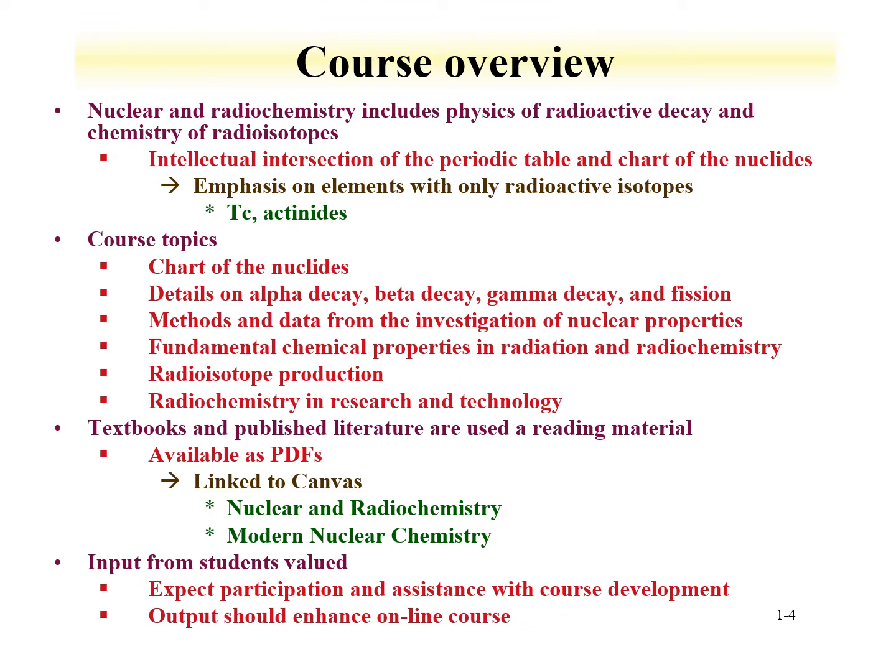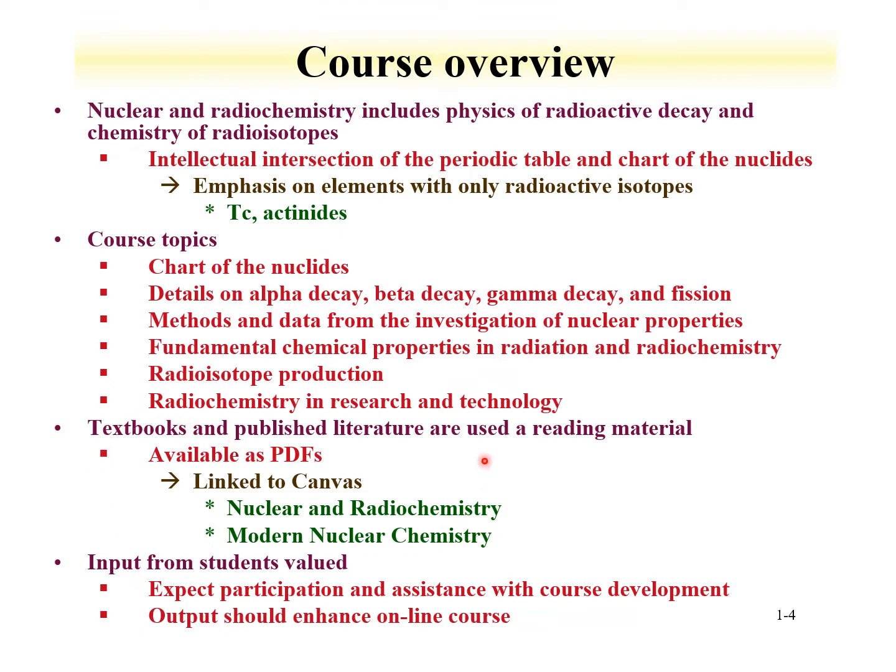The course topics include the chart of the nuclides, and details on alpha decay, beta decay, gamma decay, and fission. You should understand what the differences are in those by the end of the course. We'll cover methods and data that are obtained from investigating nuclear properties. We'll have discussions on the fundamental chemical properties that are involved in radiation and radiochemistry, particularly how they intersect with the elements that are only available in radioactive isotopes, such as technetium and particularly the actinides. We'll discuss how isotopes are produced, and we'll talk about how radiochemistry is used in research and technology.